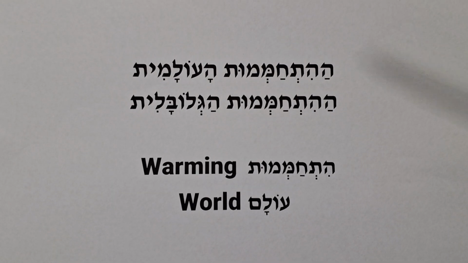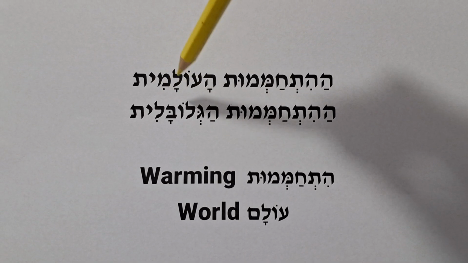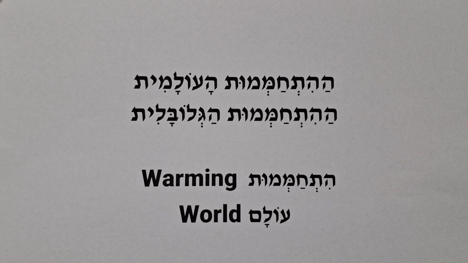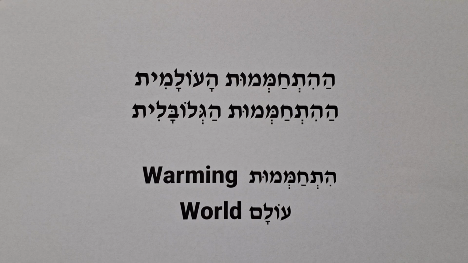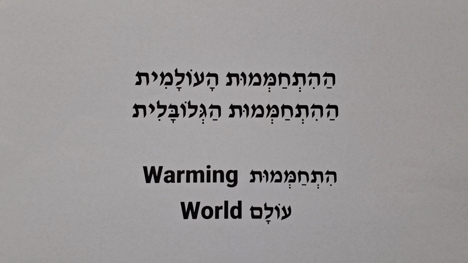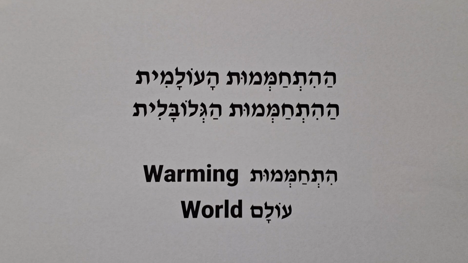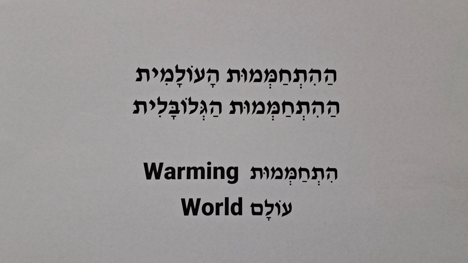The origins of the word global is, of course, globus from Latin. So you can say shinui aklim, but when you talk about climate change in English, the meaning in Hebrew is ההתחממות העולמית, ההתחממות הגלובלית. שינוי aklim, that's something different.